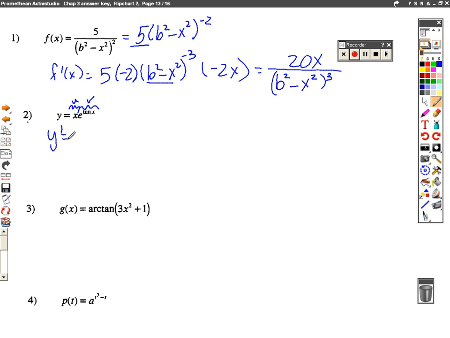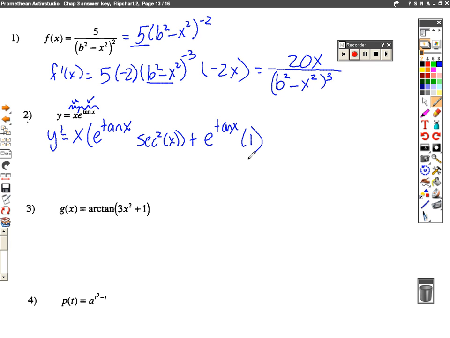So y prime is u times the derivative of e to the tan of x. The derivative of e to the u is e to the u times the derivative of u, and the derivative of the tangent of x is secant squared of x, plus v, e to the tan of x, times the derivative of u, which is just 1.